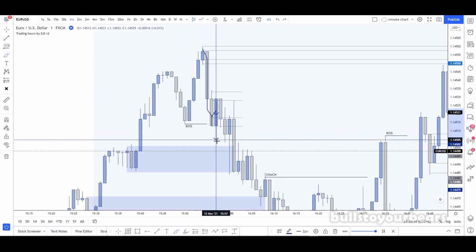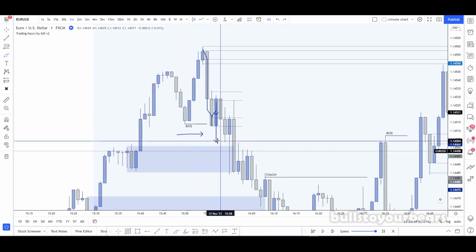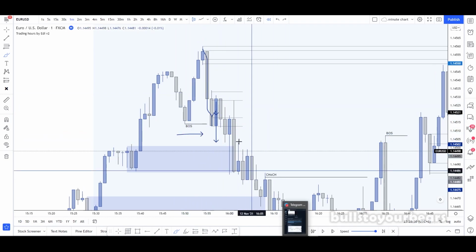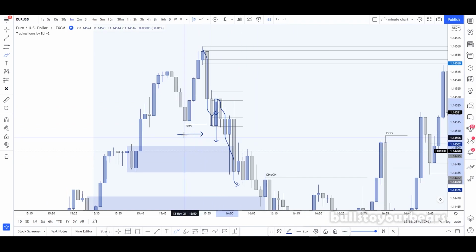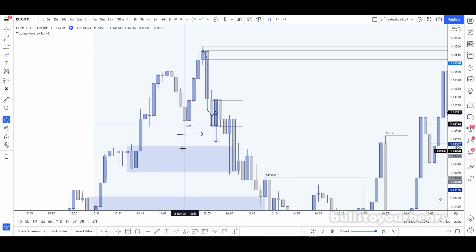It wicked all the way down, took all of their stop losses, and pushed back up. It pushed back up to close the candle here, right? It pushed back up to go down, right? So stop losses are being taken. So now what can we see here?